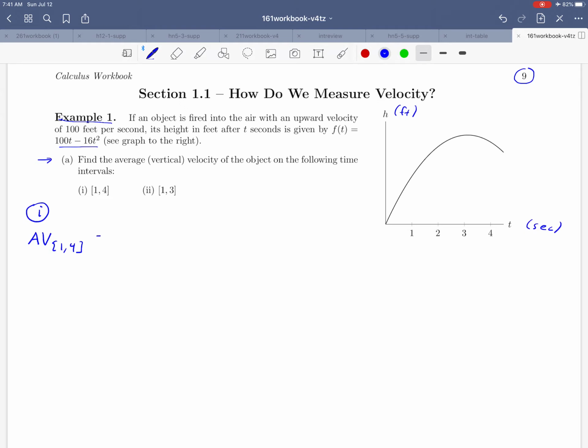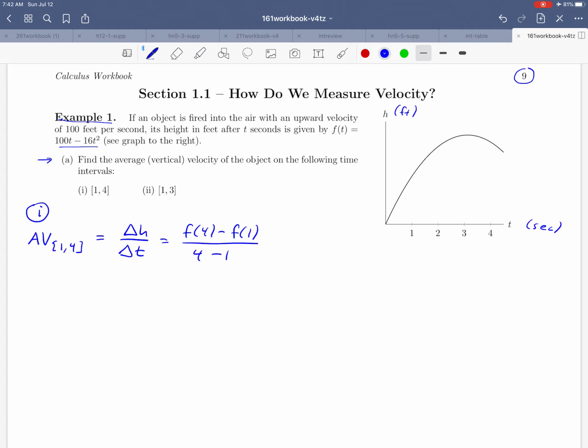And to find average velocity, we're just really trying to figure out how much change in height do we get and how much time goes by. So we're measuring the change in height over the change in time. And we can do that using our function. The change in height is just going to be f of 4 minus f of 1, the difference between those two output values, over the amount of time that goes by, which should be 4 minus 1. How do we actually do those calculations?